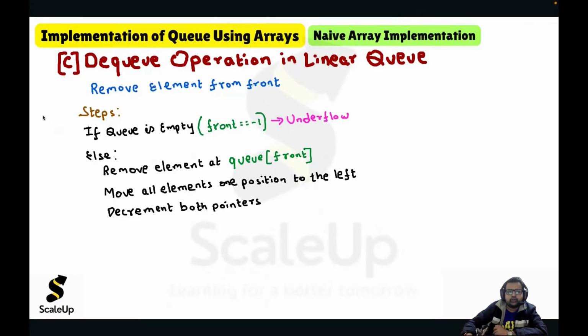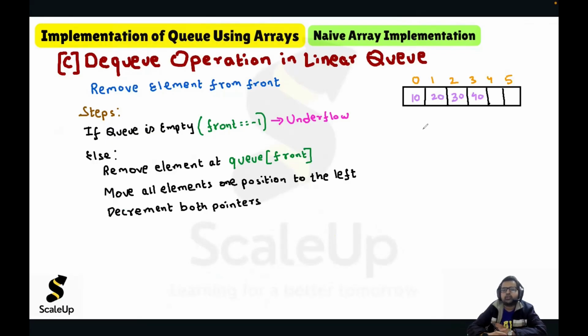Now let us visualize it, then it will be clear. Suppose I have a queue containing 10, 20, 30, 40. This is the front, this is the rear. When I perform the DQ operation, first front will get incremented and then this 10 will get removed. And to fill these unused spaces, we have to shift elements one position to the left. So 20 will come into index 0, then 30 will come into index 1, like this. And then we have to decrement both the pointers.